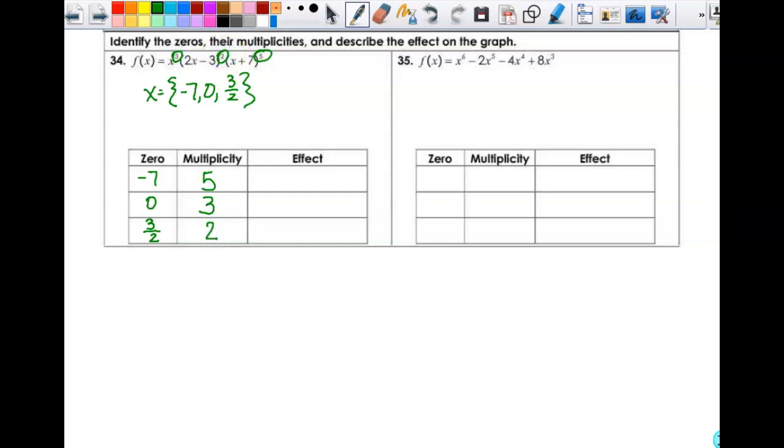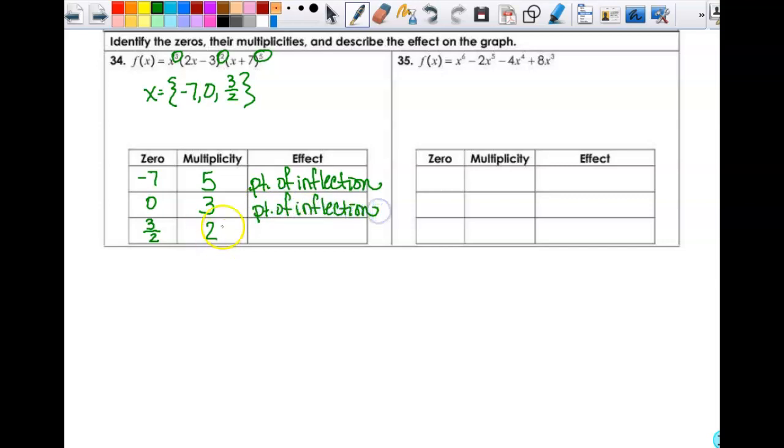And I even said when I gave you the quiz, don't use words like bounce and wiggle, use the real terms here. So if I have an odd multiplicity, that makes this a point of inflection. We've used that so much now, I expect you to know the word, not some other made-up word that you think is right. This would also be a point of inflection.